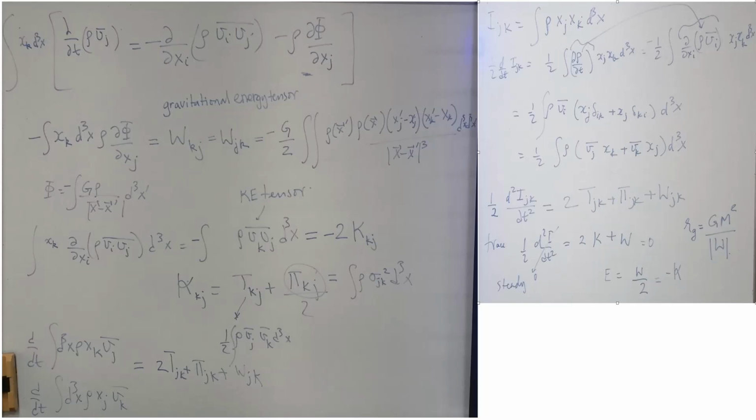This is an integration by parts, right? So you make it a total derivative. The limits are 0, and then you have dot of xi xk, which will give you delta ik. So this would be minus integral delta ik rho vi vj bar d3x.